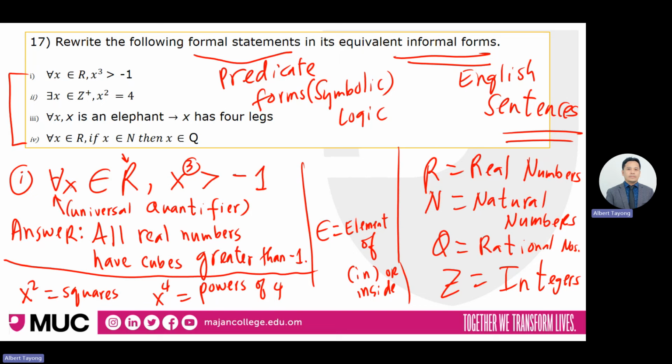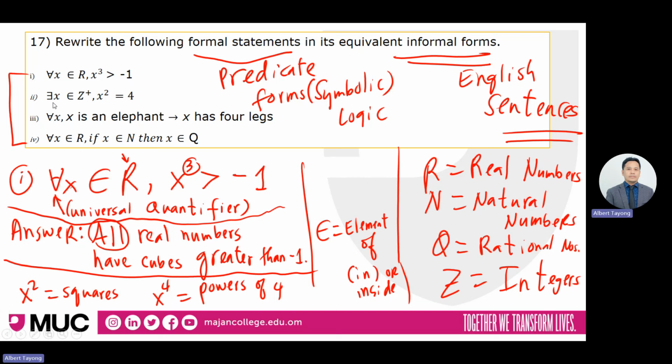All real numbers have cubes greater than negative 1. You can use singular. You say every real number has a cube greater than negative 1. It's up to you which one you're going to use. You can use the plural like this, or you can use the singular. But it's always easier to use the plural form, all. All right, so let's proceed to number 2 now.